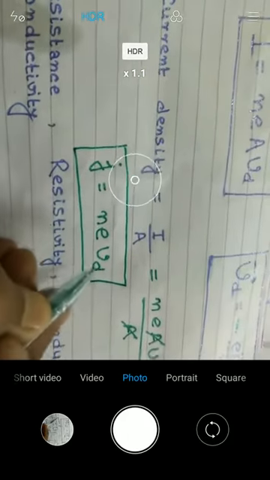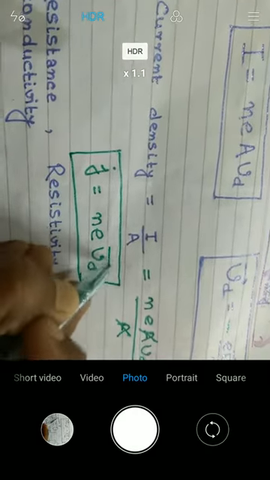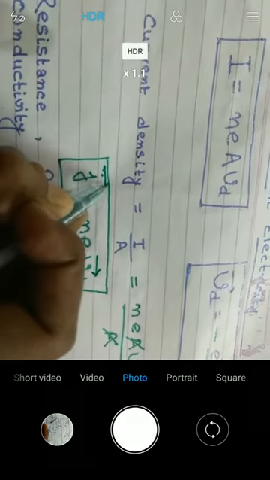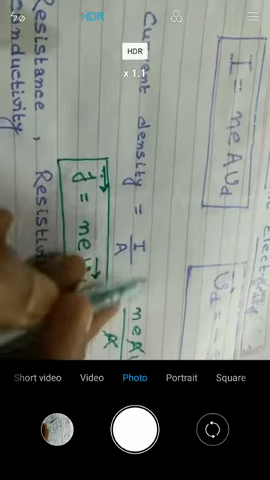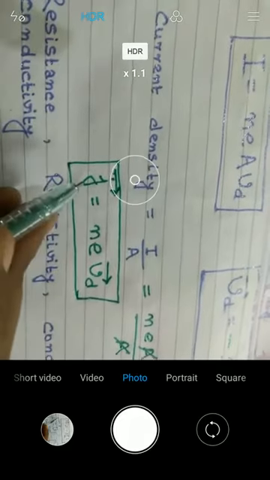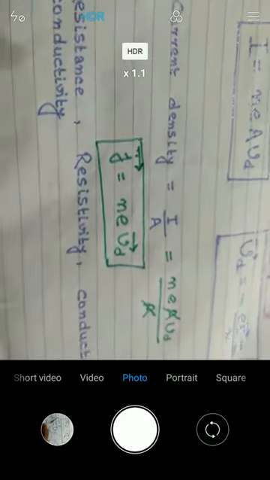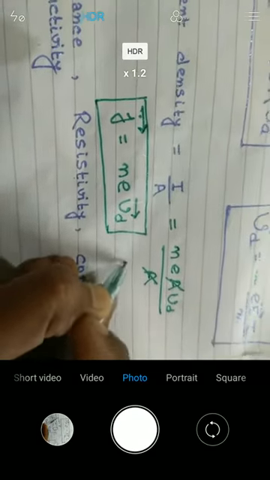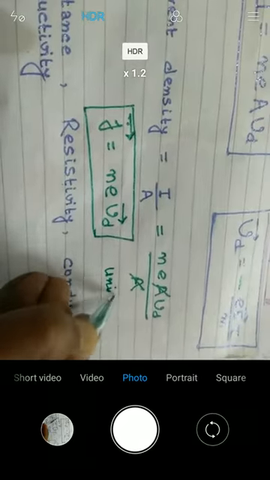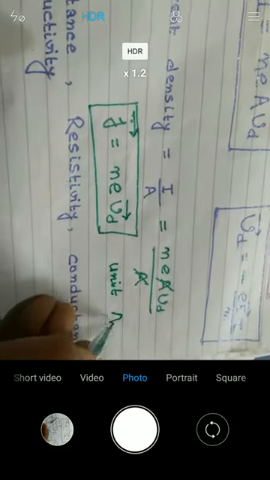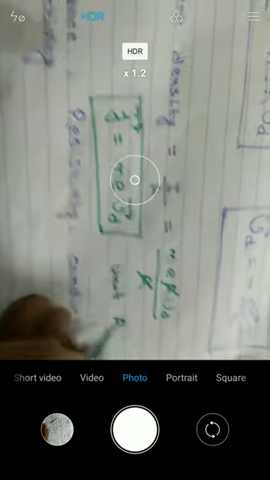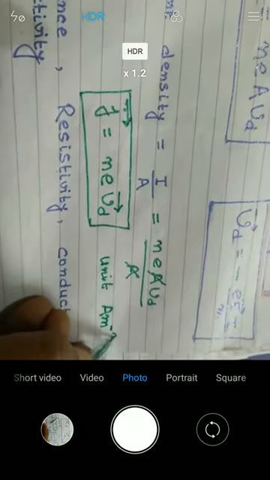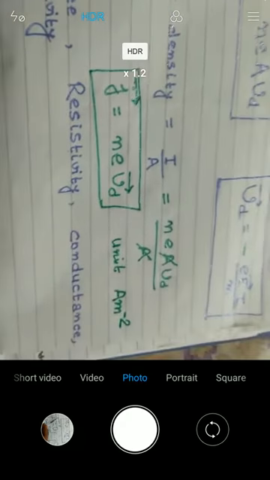Observe from here, you can say vd is a vector quantity. So obviously current density is also a vector quantity. Current is a scalar quantity, but remember current density is a vector quantity. What will be the unit of current density? SI unit of current is ampere and SI unit of area is meter square. So unit for current density is ampere per meter square.